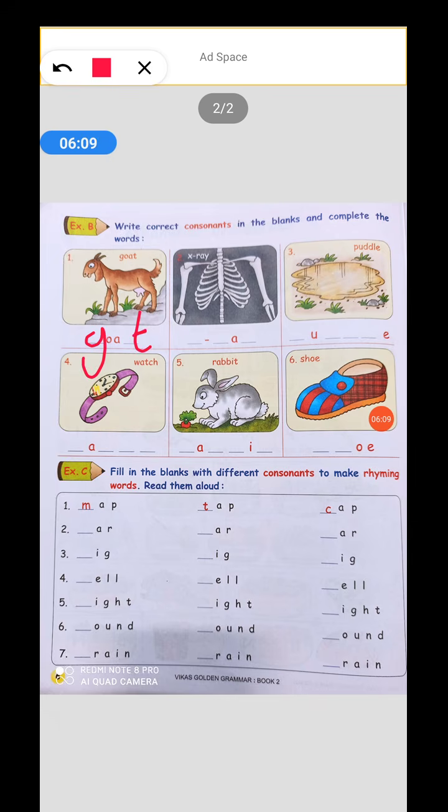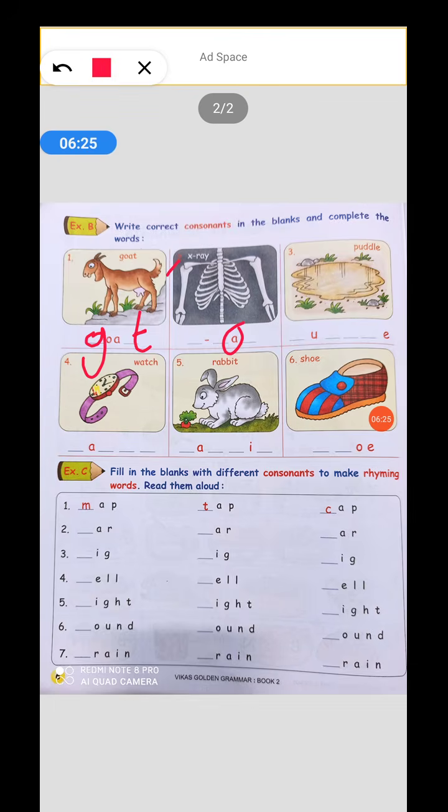G-O-A-T. Goat. Both G and T are consonant letters. Moving to the second one, X-ray. Okay, and again here A is given, so A is a vowel. What do we have to write?